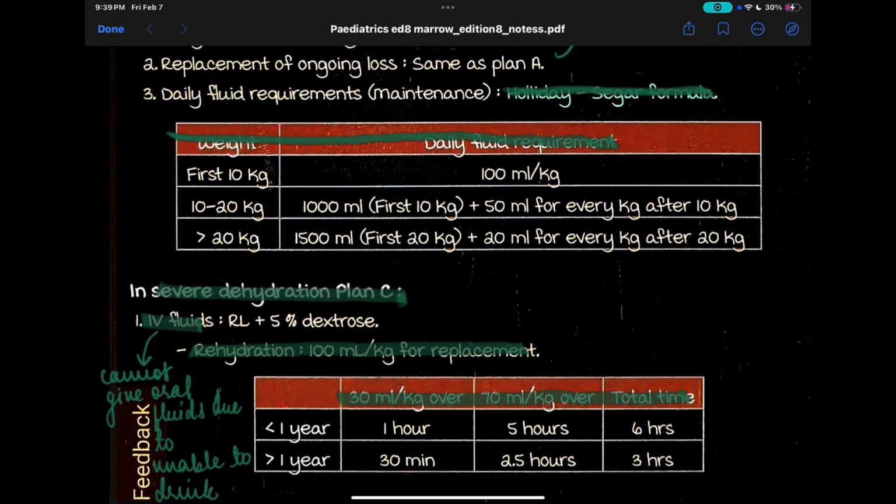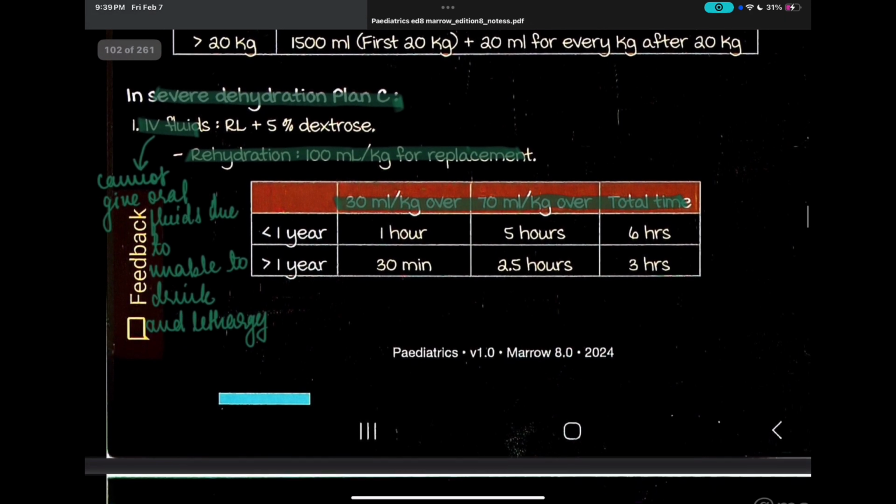More than 1 year, for the first 30 minutes 30 ml per kg, and then another 2.5 hours 70 ml per kg, total 3 hours. That's plan C.